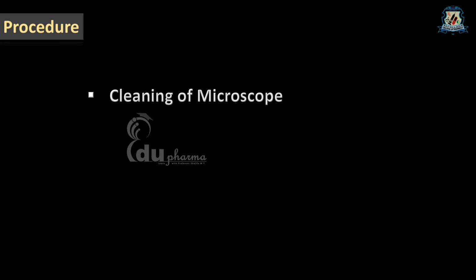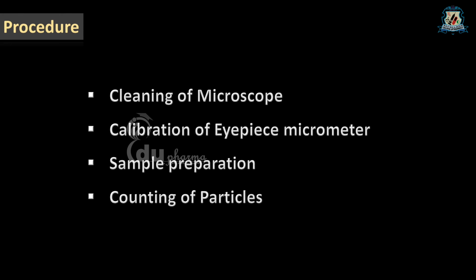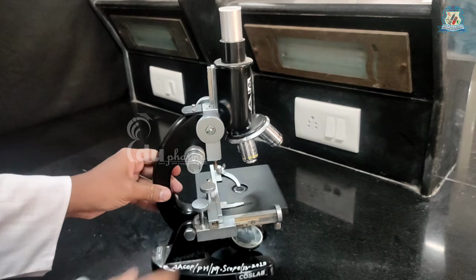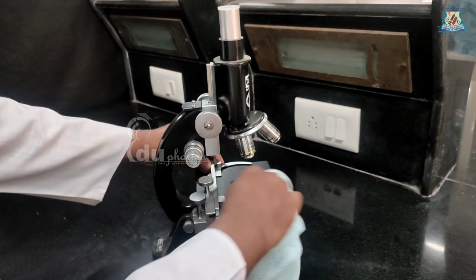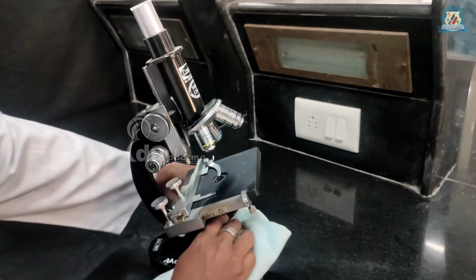Let's understand the procedure how to perform optical microscopy. Here are different steps, which are cleaning of microscope, calibration of eyepiece micrometer, sample preparation and counting of the particles. Cleaning the microscope is necessary before starting the experiment.